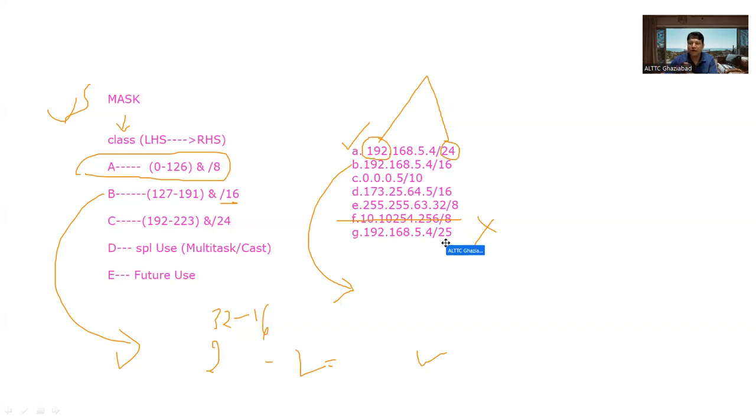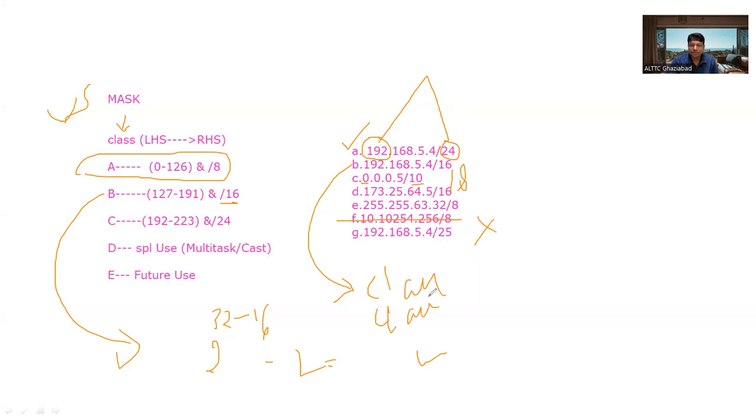The last option, /25, is also not given to anyone, because only /8, /16 and /24 are given. All others come under which category? Classless IP. Now option C? That also falls under the classless category, sir. This is class A, no doubt. No, sir, if it is /8 in this case, then this is also classless IP. Very nice.